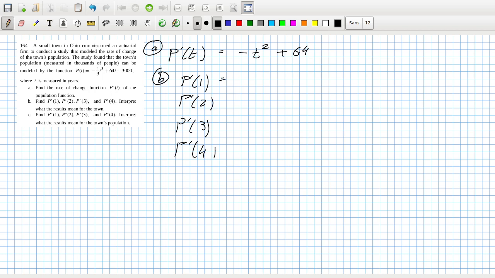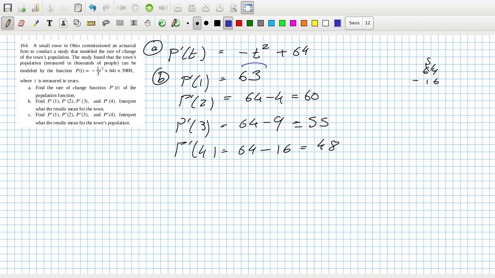B, derivative at 1, 2, 3, and 4. So that would be 64 minus 1, which is 63. And then that'd be 64 minus 4, which is 60. And then that's 64 minus 9, which is 55. And then that's 64 minus 16. Being lazy, 48, of course. And then interpret the results.